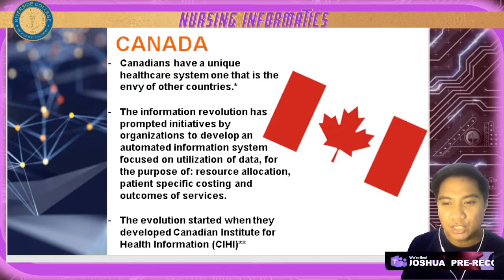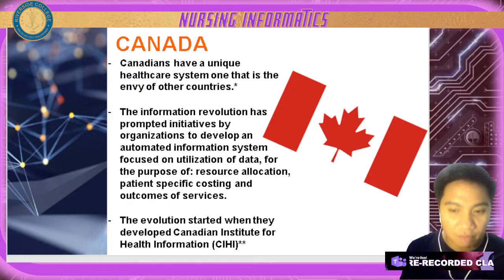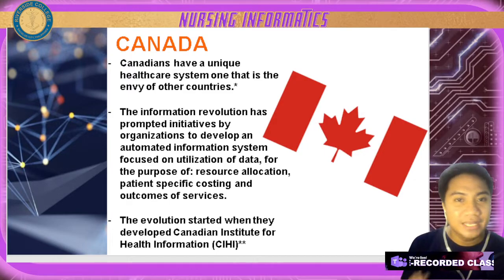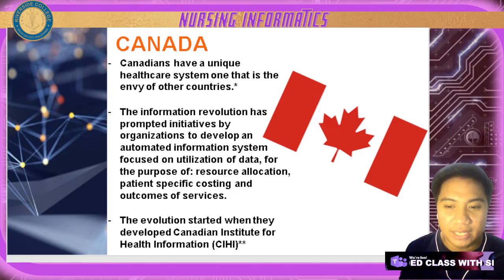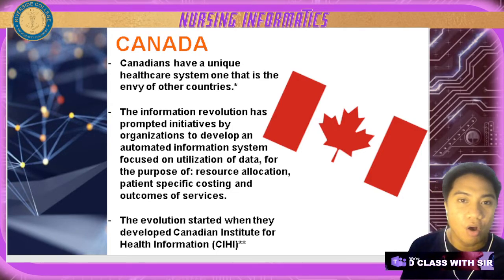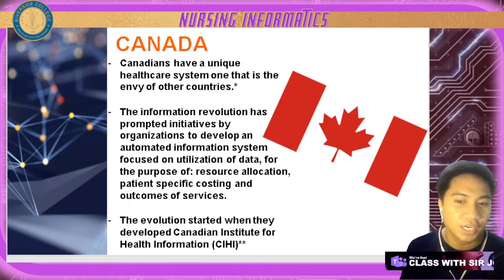The information revolution has prompted initiatives by organizations to develop an automated information system which focuses on the utilization of data for the purpose of, number 1, resource allocation. Number 2, patient-specific costing. And also, number 3, the outcomes of the services rendered.